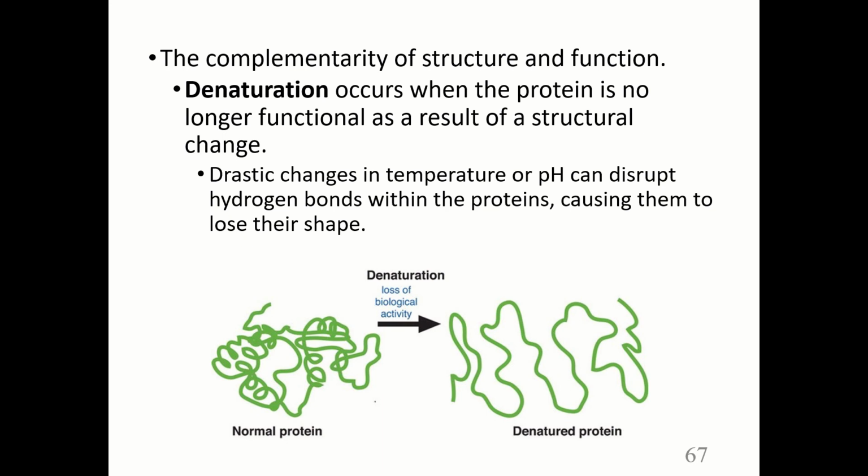The complementarity of structure and function is greatly illustrated when we look at proteins. The function of a protein is determined by its structure. Denaturation occurs when the protein is no longer functional as a result of a structural change. So drastic changes in the temperature or pH of a body can disrupt hydrogen bonds within those proteins, causing them to lose their shape.